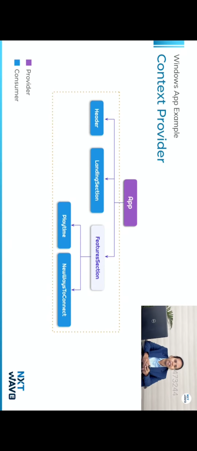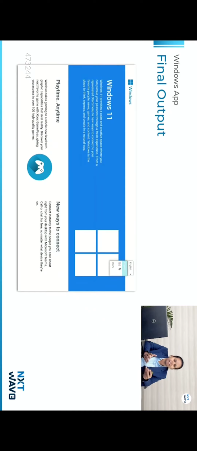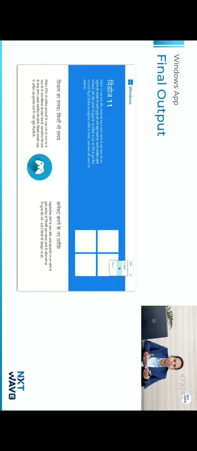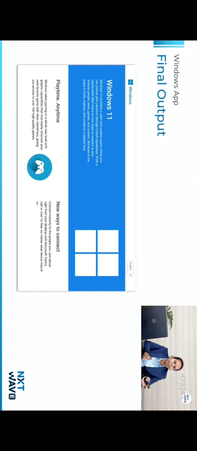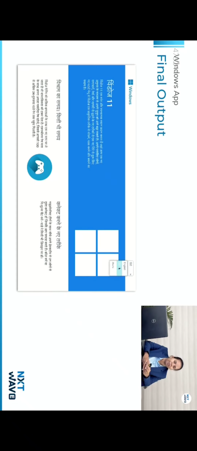So we have written the provider component at the app component, which encloses all the consumer components that have to be updated, right? And we have seen this final output. So with the drop down selection change, the content has been appropriately updated, right? So when you choose English, we have the English content. When we choose Hindi, we have the Hindi content, right? And so on, whichever language option we have, okay?